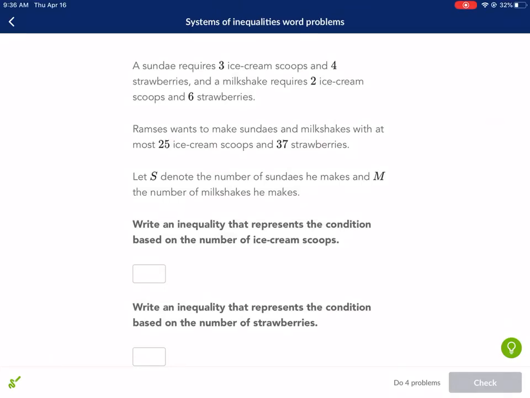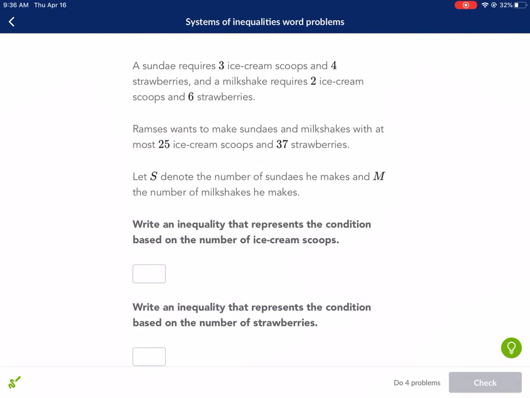Good morning, everyone. Today we are going to be talking about systems of inequalities word problems in Khan Academy. This is a great supplement to systems of inequalities, and this is specifically talking about word problems, which you'll see on most standardized tests. So let's go ahead and get started.